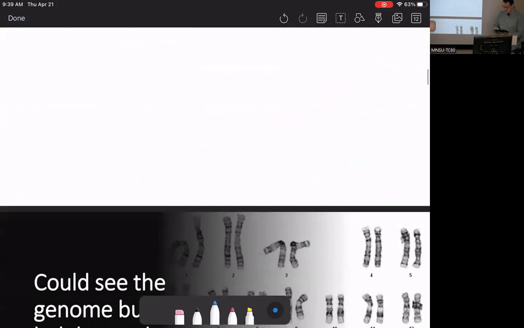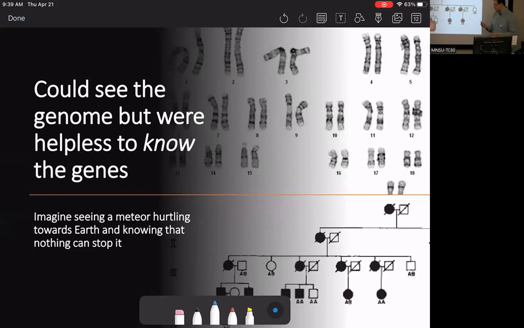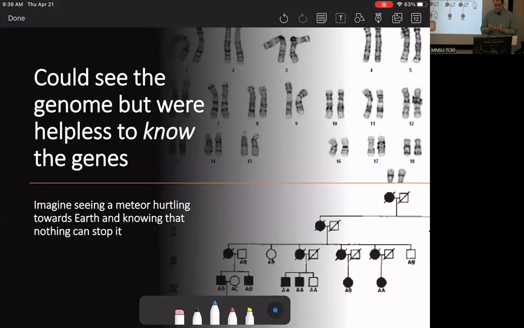So how did we figure stuff out before in the old days? Had to use pedigrees and had to use linkage. So we've seen this example before. Oops, there it is, okay. So, sad story starts with a disease that we've seen before.